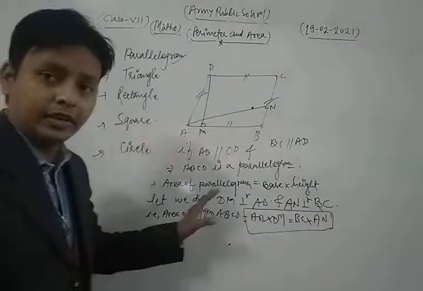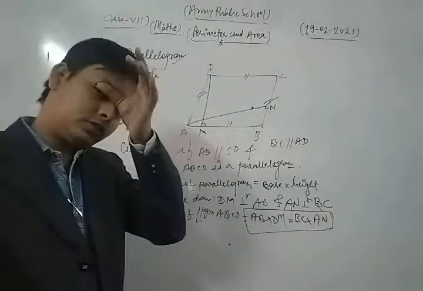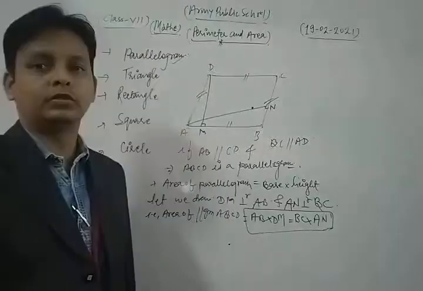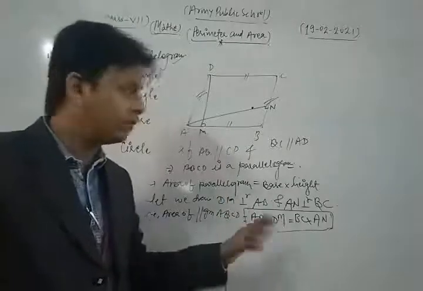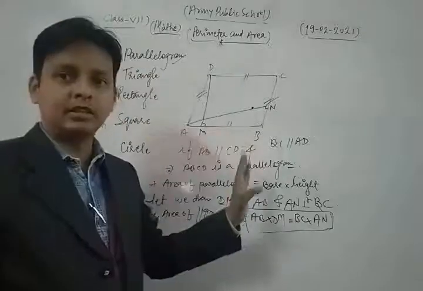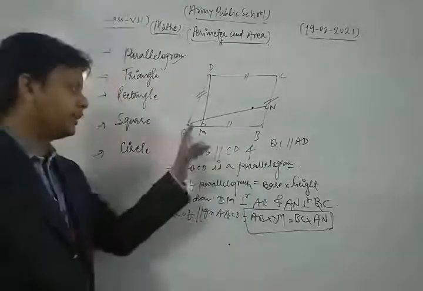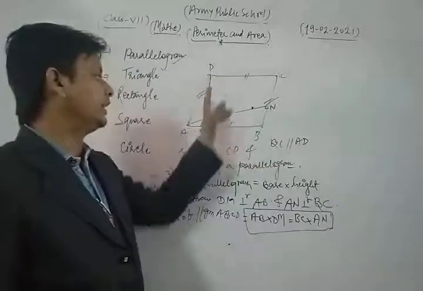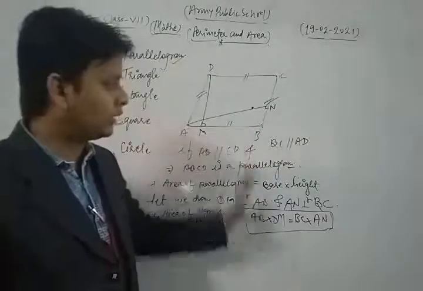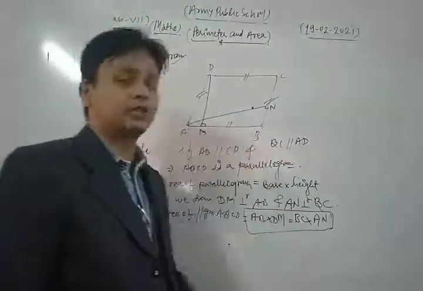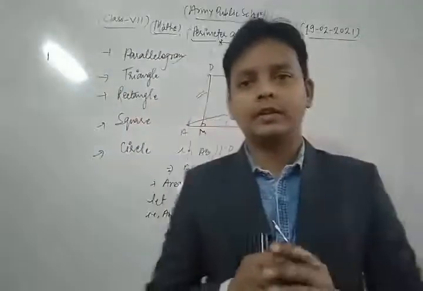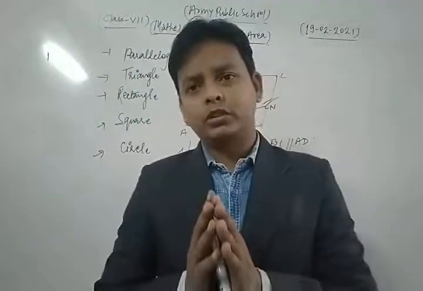So dear students, this is a very important concept related to parallelogram. Both are the formula of parallelogram ABCD. The general formula of parallelogram is base into height. If we take AB as a base, then we take DM as the corresponding altitude. If we take BC as a base, then we take AN as the corresponding altitude. So this is a very important concept related to parallelogram.